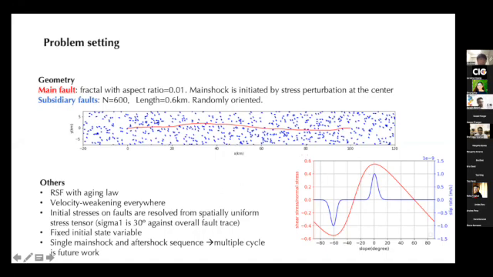And the important thing is that this is a single Mainshock and aftershock sequence simulation. Because I don't have external time-dependent loading, I cannot do multiple cycle simulations. Of course, it's going to be interesting, but as a first work, I only focus on single Mainshock and aftershock simulations, and put multiple cycle simulation in future work.